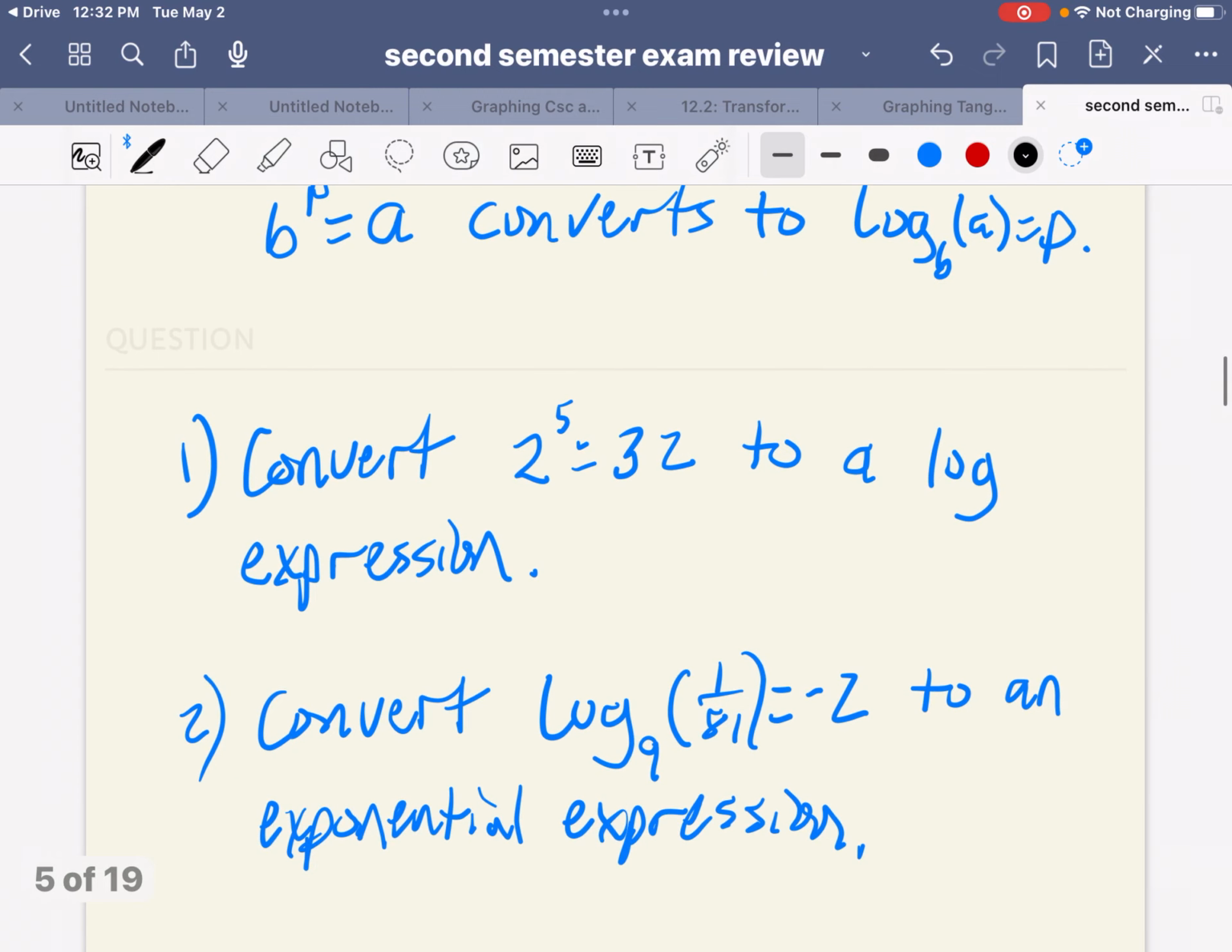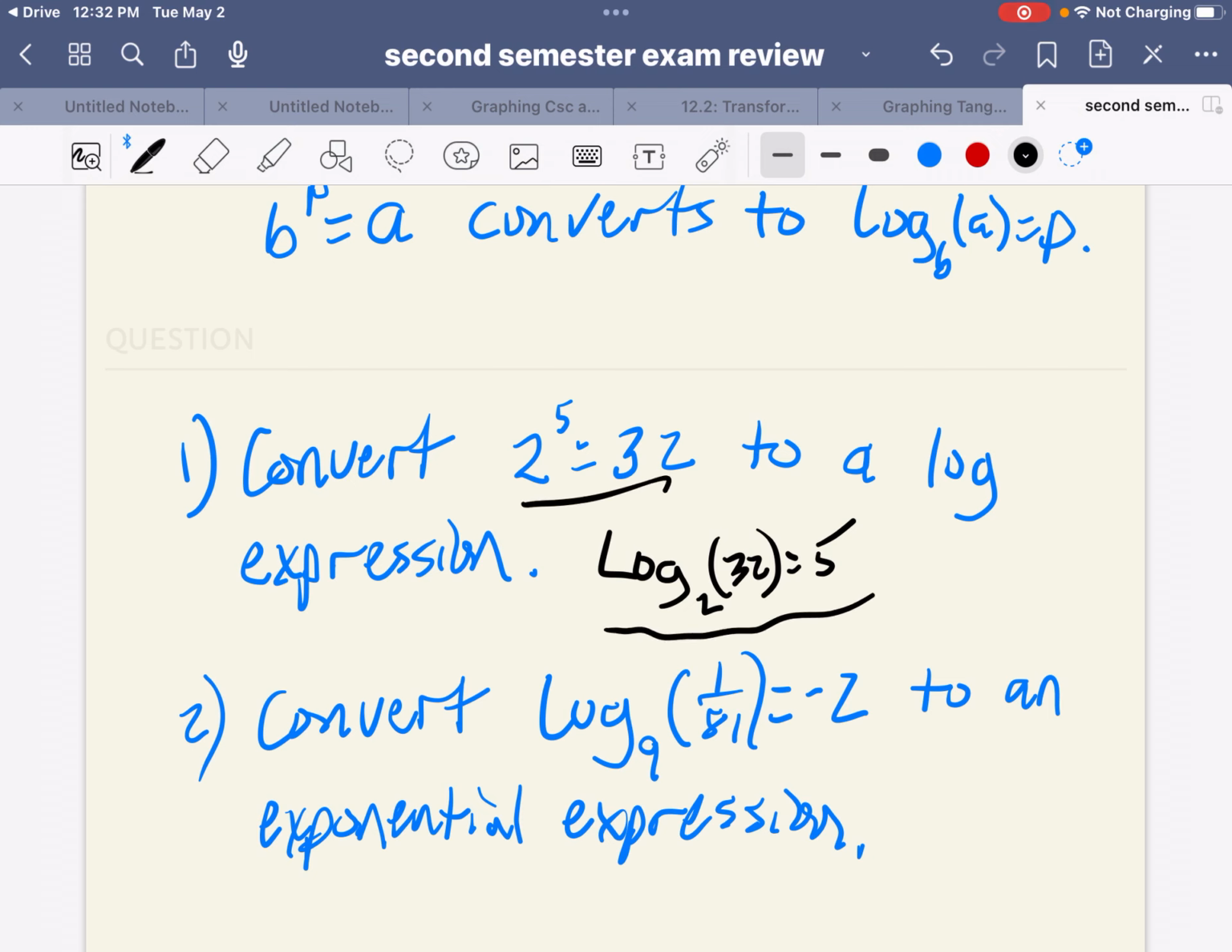So, for instance, if I give you the expression 2 to the 5th equals 32 and ask you to convert it to a logarithmic expression, wouldn't the answer be log base 2 of 32 is equal to 5? This expression and this expression are equivalent, like English and Spanish have equivalences. Convert log base 9 of 1 over 81 equals negative 2 to its exponential expression. 9 to the negative 2 equals 1 over 81.